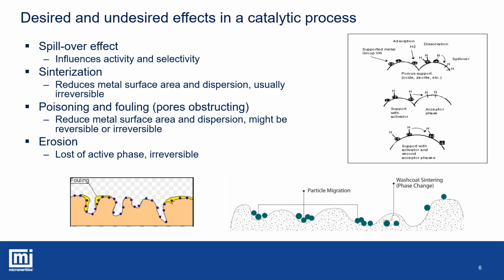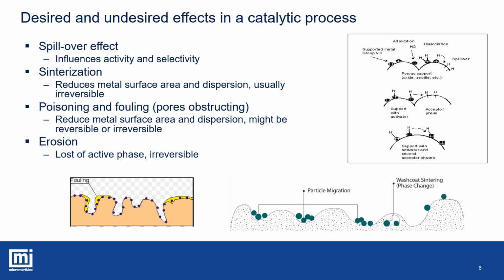Sinterization is a migration of the supported metal atoms to form larger metal aggregates, thus reducing the metal dispersion and surface area. Sinterization is a direct consequence of temperature, time, and aging. Supports might also be subject to sinterization, blocking the access to pores. Poisoning is an impurity or a compound present in the fluid that selectively sticks on the active sites. Poisoning can sometimes be irreversible.